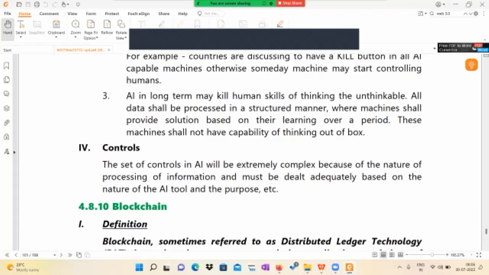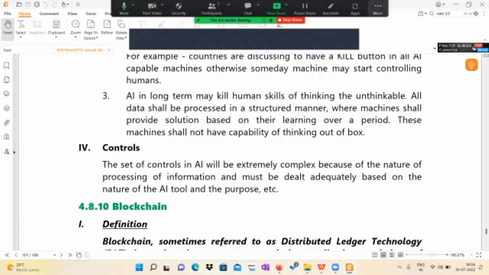So with this, the topic of artificial intelligence and machine learning is completed.